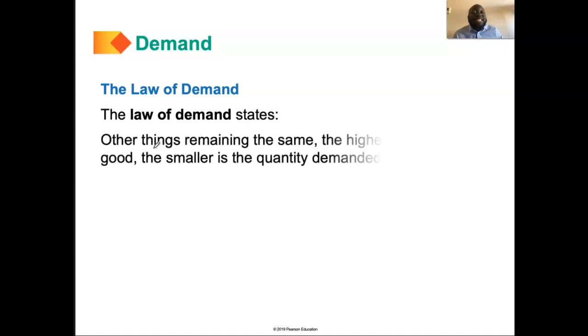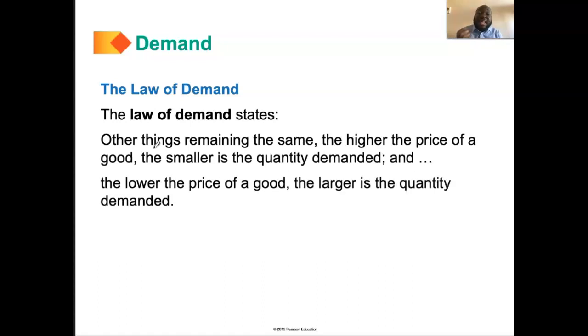And the law of demand states that the higher the price of a good, the lesser the quantity demanded, okay? So again, you're looking at the relationship between the price of some good or commodity and the quantity demanded of that good. So the higher the price, the smaller the quantity demanded. Essentially, there's a negative relationship between price and quantity demanded, which actually makes sense. The more expensive something is, the less you buy of it, okay? And conversely, the lower the price of a good, the larger the quantity demanded of that good.